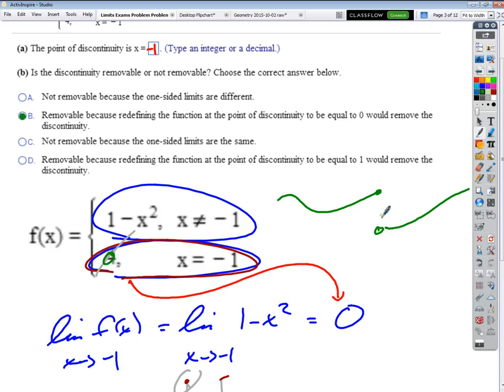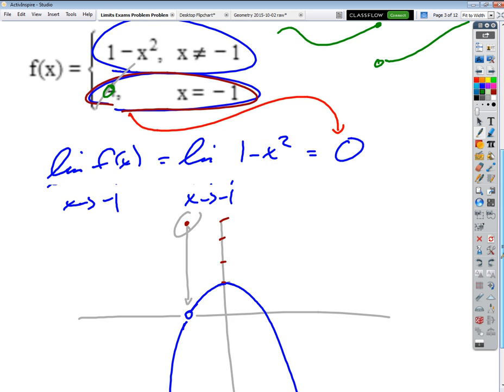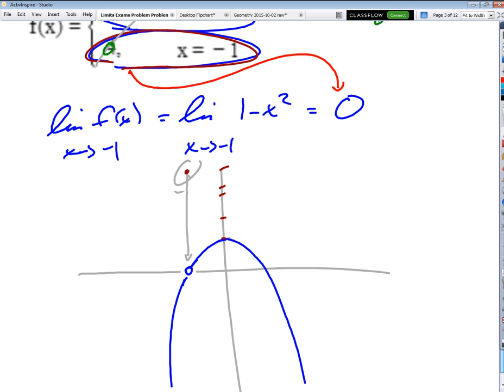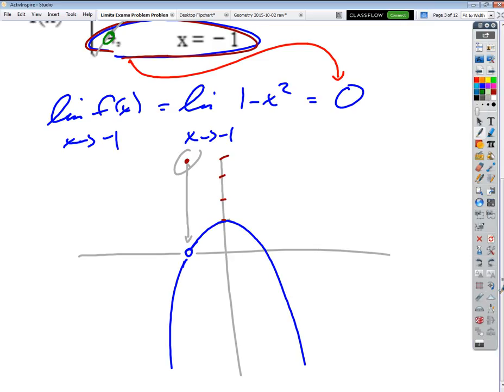So do you understand why this problem has the answer it does then? How are one-sided limits the same? Like, what's an example of that? Of a one-sided limit that are the same? They aren't ever the same, though, are they?